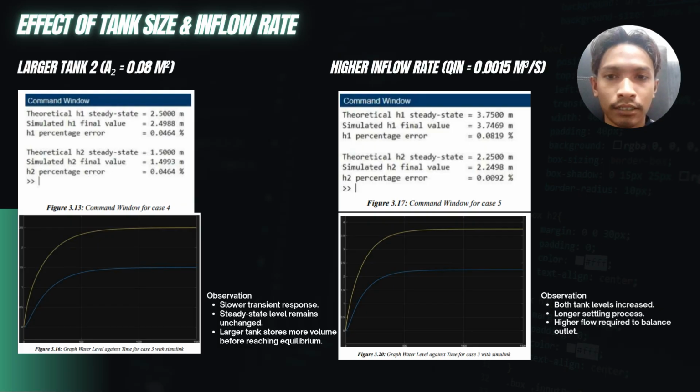Next is higher inflow rate. Q in equal to 0.005005 meter cube per second. For the observation, both tank levels increase. Longer settling process. Higher flow is required to be balanced by the outlet.